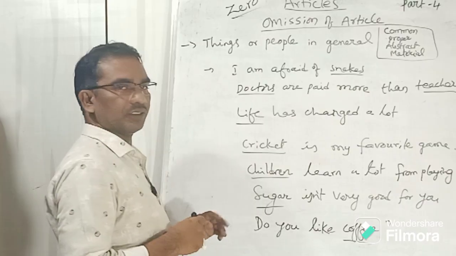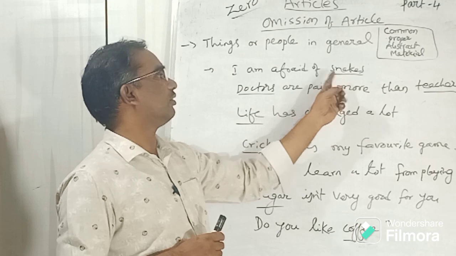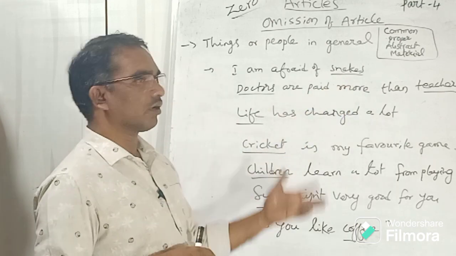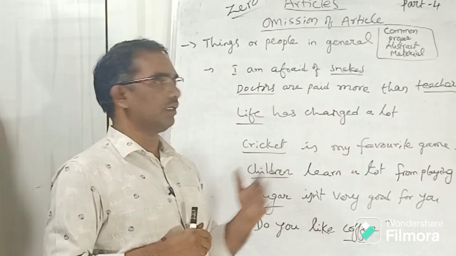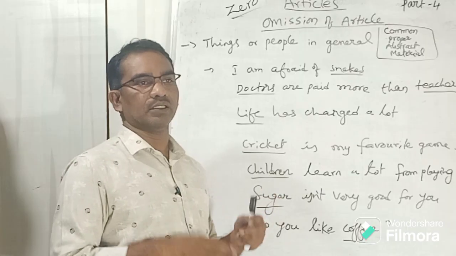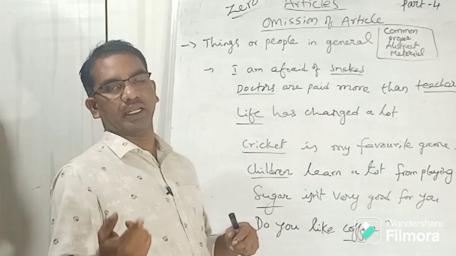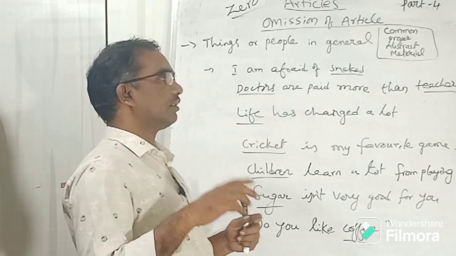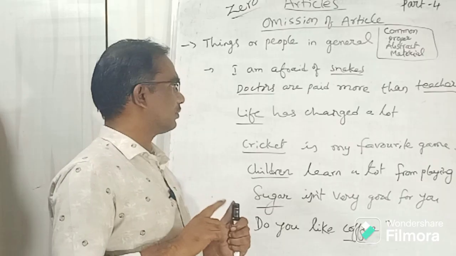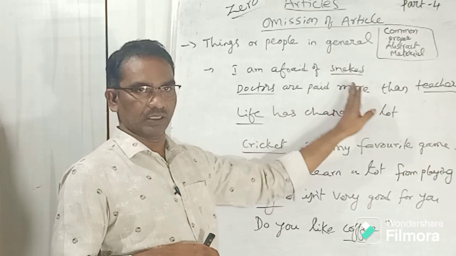Let's look at the first one. I am afraid of snakes, not the snakes. Generally you are talking about snakes in general. But if you are talking about a specific one, as I told you in the previous lesson, for example, I saw a snake, the snake was very long, I wanted to kill the snake. That means I'm talking about a particular snake that I saw at my home. But here it is not a specific one, it is in general.